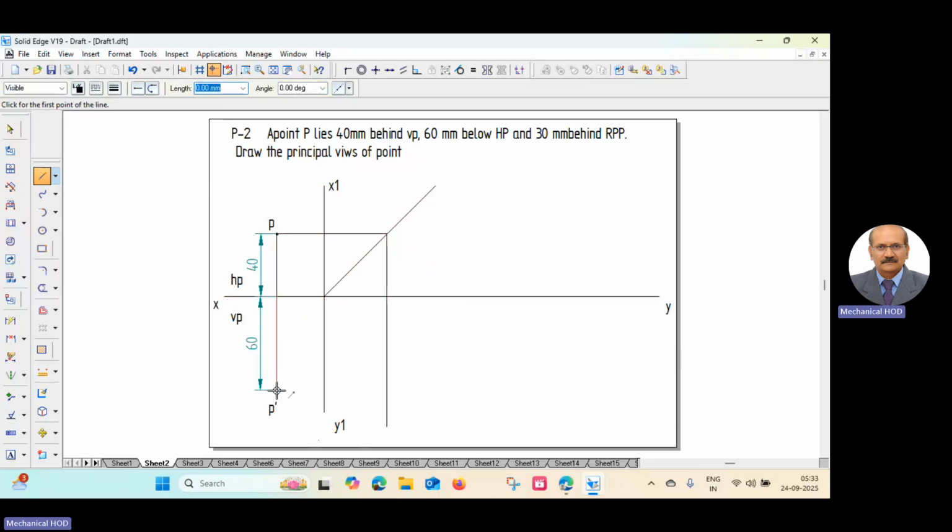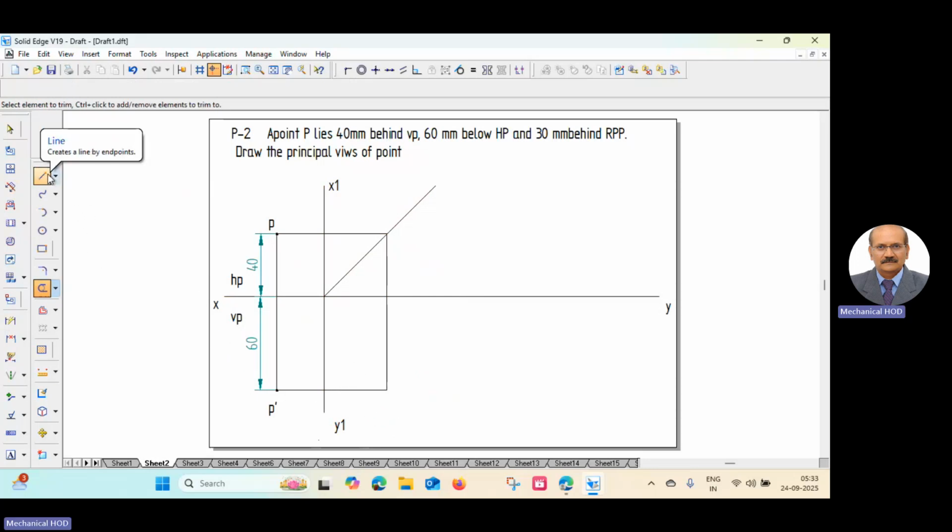Again from P dash. Draw an horizontal line. Scroll on this vertical line. Get the endpoint symbol. Moment you get the endpoint symbol, left click to select that point. Then draw an horizontal line. Any length. Then trim this extra line.